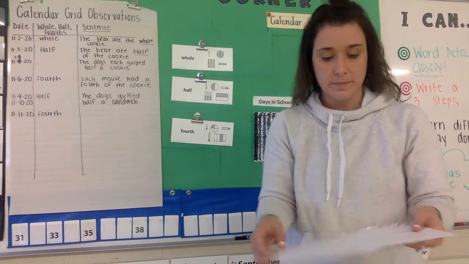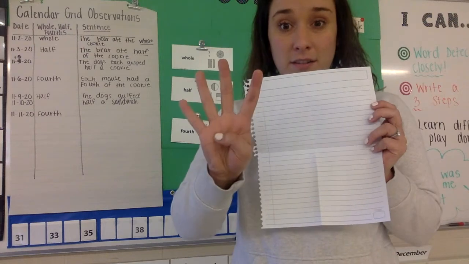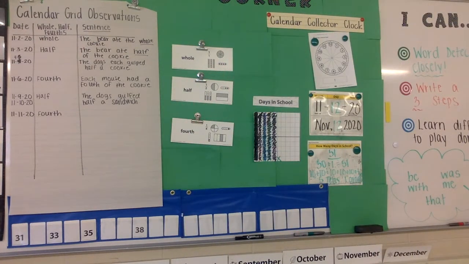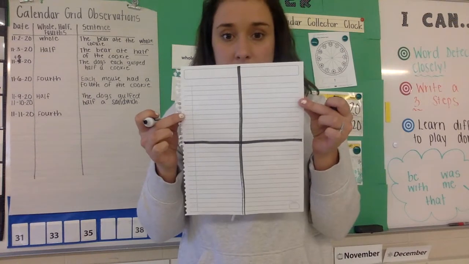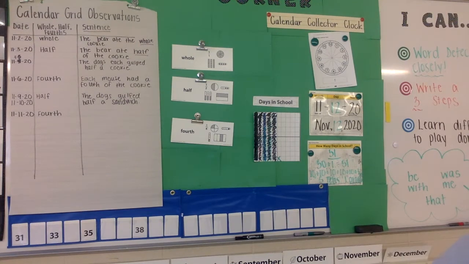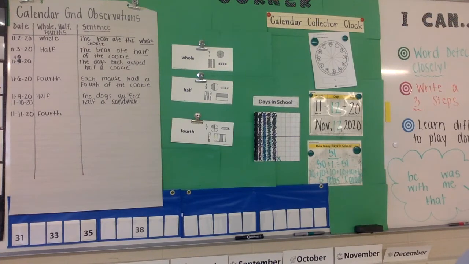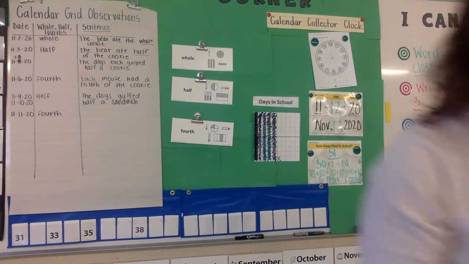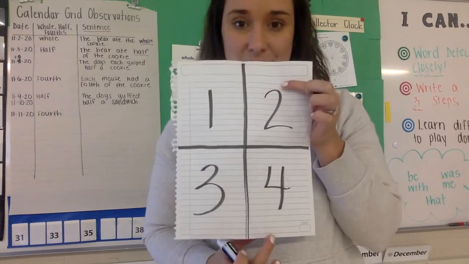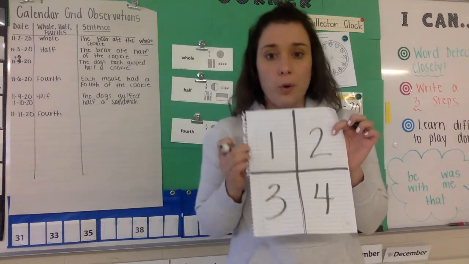Now watch. How many parts do I have of this piece of paper? 4. Let me show you my folded lines. I will use a marker so you can see my folded lines. How many pieces do I have of this piece of paper? I have 1, 2, 3, and 4. Is this how yours looks? This is called a fourth or a quarter, we call it.